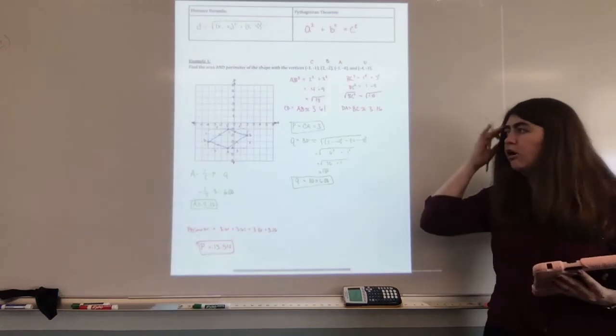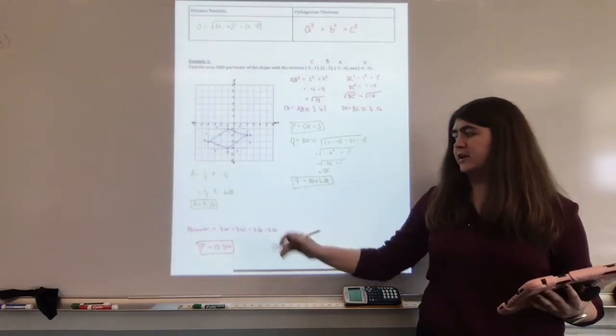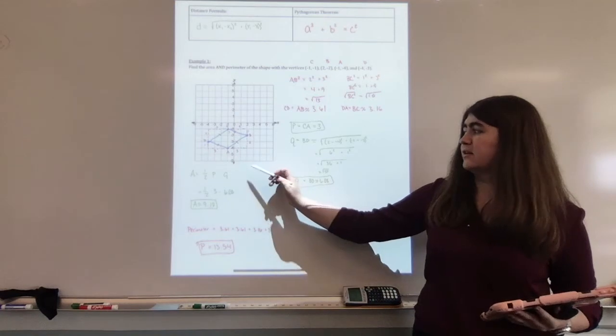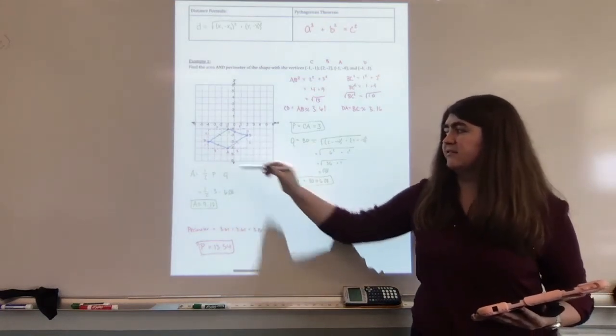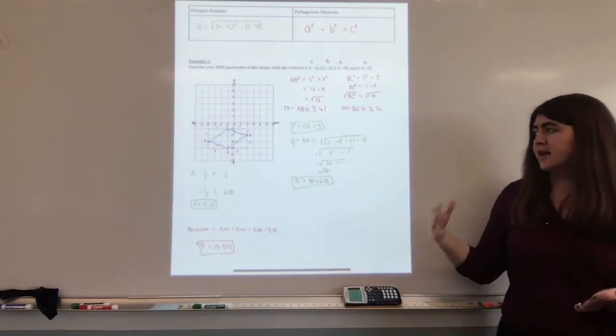All right, so all of that work was just to find my area and perimeter. I had to find the distance of each side. I had to find the distance of my diagonals, and once I had those pieces, I had enough to solve.